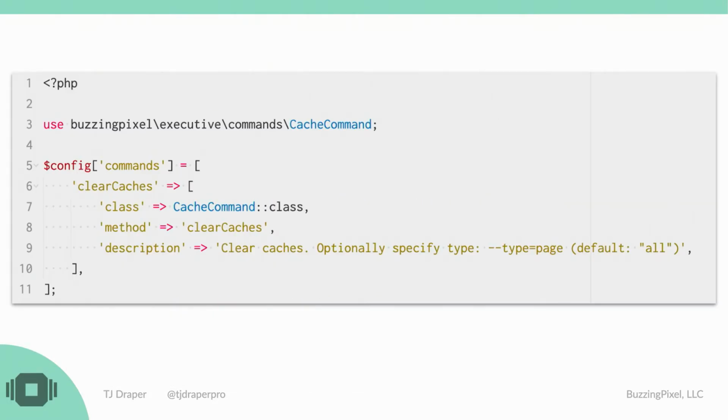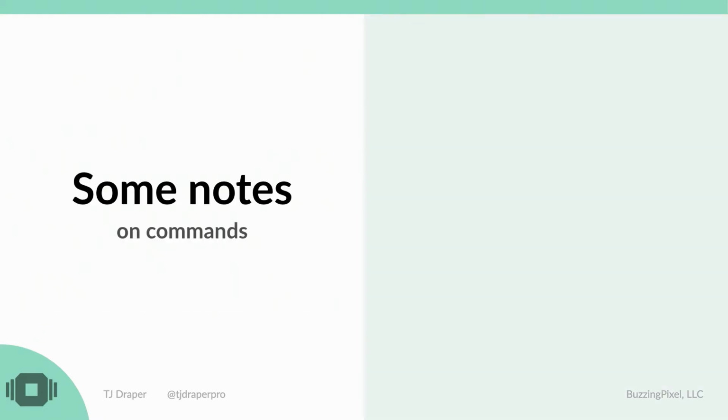And of course, I would register this in add-on.setup in Executive, but this is where you would define it if it was a custom command in the config file, config.php. The key up there, clear caches in this array, is the command that you would type in the CLI. And then you define it. You say, this is the class I want to call, this is the method I want to call, and then optionally you can give it a description, which would be listed out in the command line if you listed out the commands.